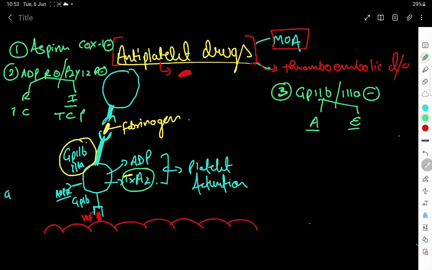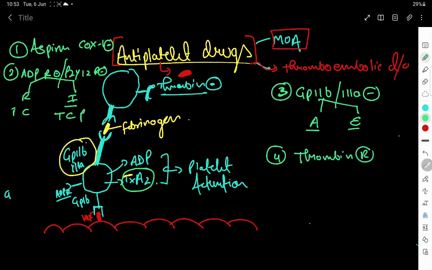and eptifibatide. The fourth class of drug we need to remember is the one acting on the thrombin receptor over the surface. Okay, thrombin is a molecule that is going to cause platelet aggregation. So the fourth drug class is the thrombin receptor antagonist. Inhibiting or antagonizing the thrombin receptor is going to decrease platelet aggregation, because thrombin is a molecule which causes platelet aggregation. This includes only one drug, that is vorapaxar.